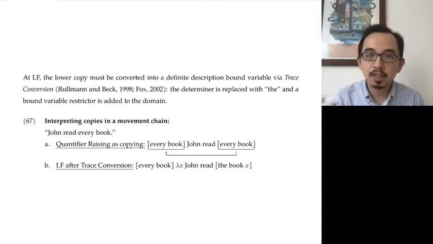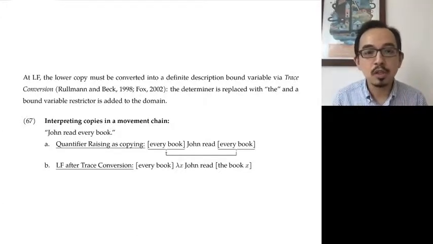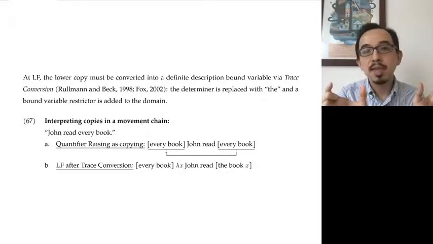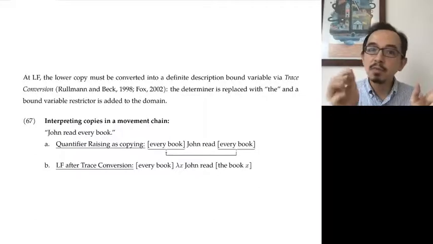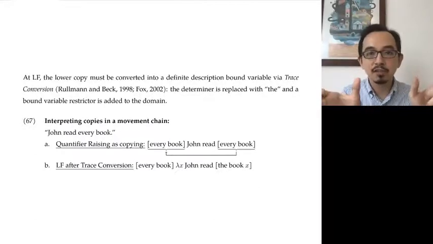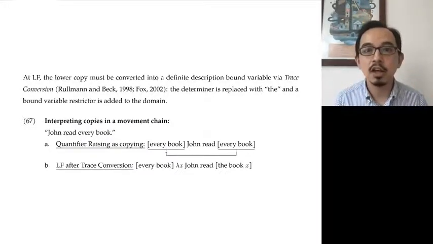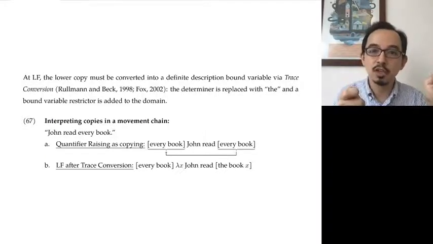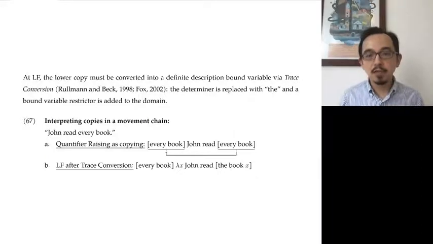So I have to describe a little bit more background just to get everybody on the same page. So as probably is well known, there's a problem with interpreting copy chains at logical form. So at logical form, if we create a copy chain, then the lower copy has to be converted into some form that can actually be interpreted, because we can't have multiple quantificational positions. So a common way of doing this is the technology of trace conversion, which says that lower copies will be converted into definite description bound variables. Specifically, the way this works is illustrated in 67.